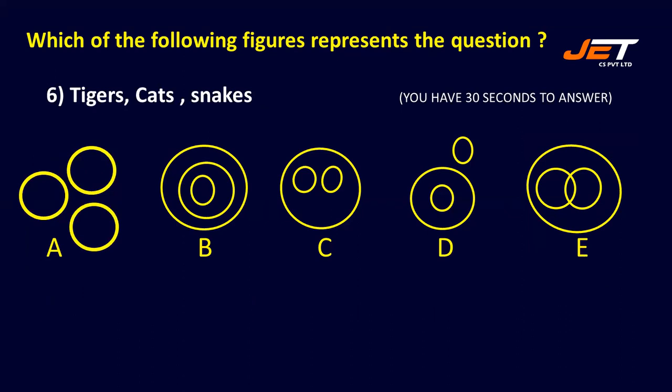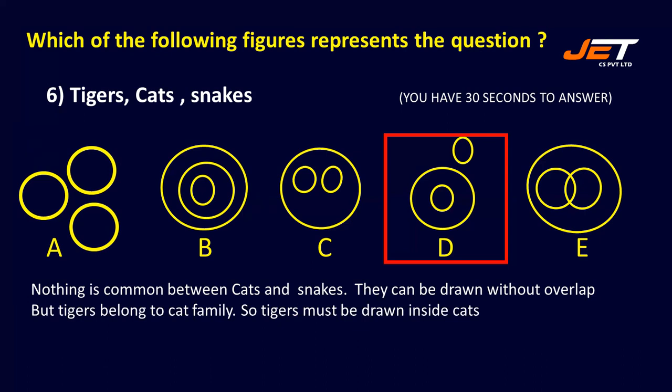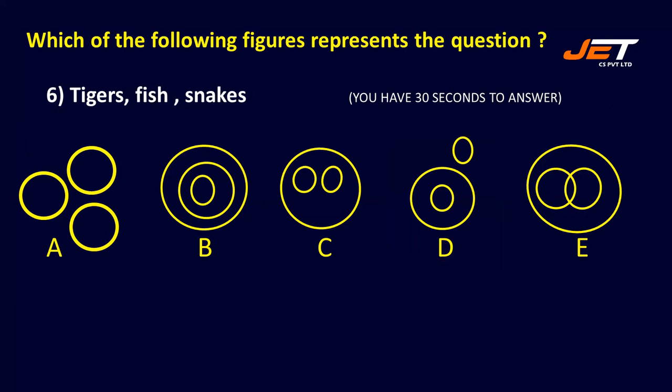Yes. So with this, we move on to the next. Tigers, cats, and snakes. So 4 options are given. We need to choose the correct option. The correct option is none other than D. How? Because nothing is common between cats and snakes. So they can be drawn without overlapping, because we know overlapping can be drawn only when a common thing exists. All right. But tigers belong to the cat family. So tigers must be drawn inside cats.